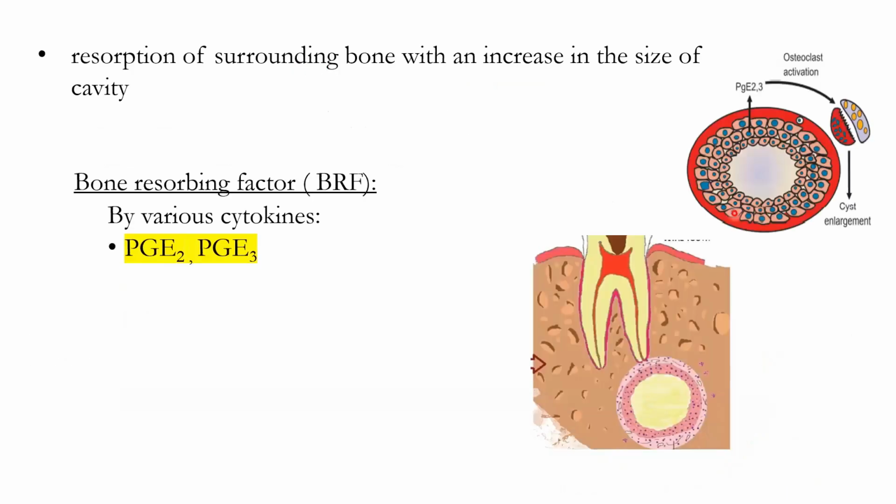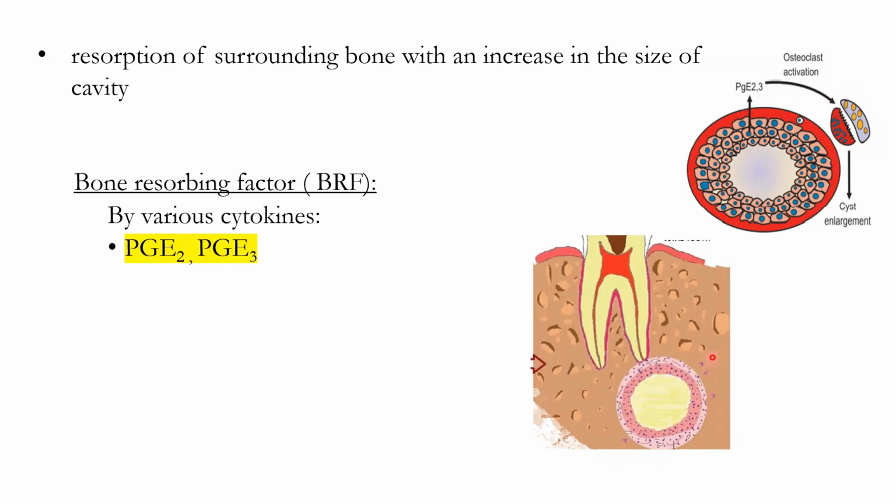The next factor is the resorption of the surrounding bone. So this is a cyst and it is present within the bone adjacent to the tooth, and the bone is a hard structure, so there has to be some amount of resorption of bone for the cyst to enlarge. So the cyst releases prostaglandin E2 and E3 among all other bone resorption factors. This results in osteoclast activation. Osteoclasts are the cells which result in bone resorption. So they resorb the bone around and hence result in further cystic enlargement.